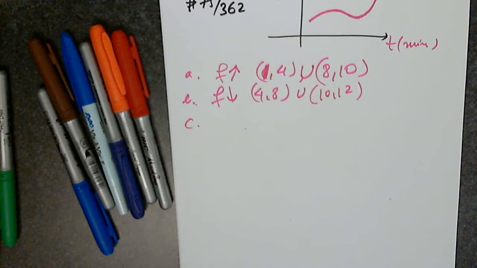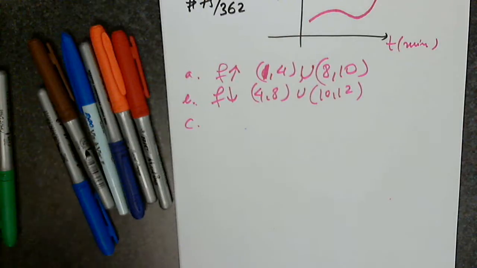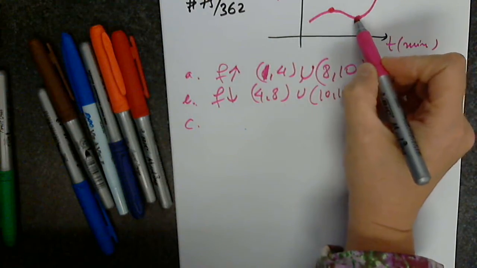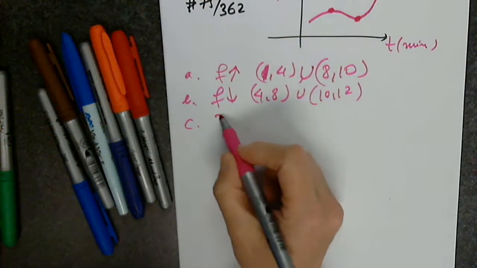How many turning points does this function have? Now remember what a turning point is. If you want to follow my hand for a second. Turn. Turn. Turn. How many turning points? 1, 2, 3. 3 turning points.